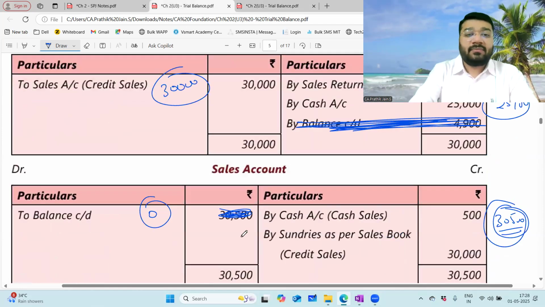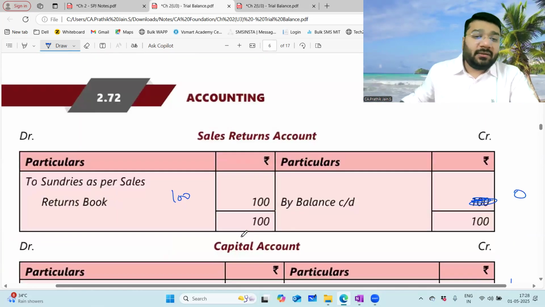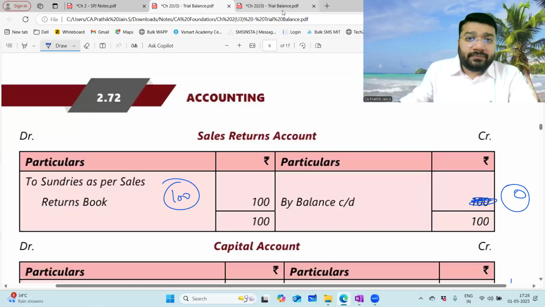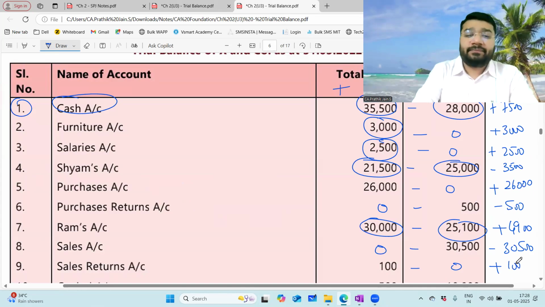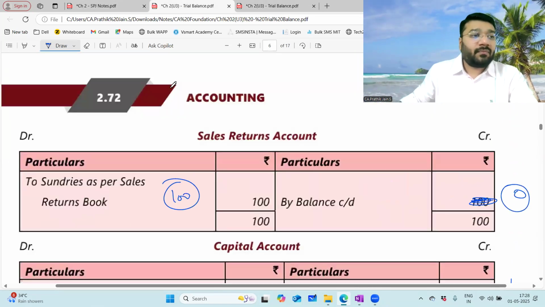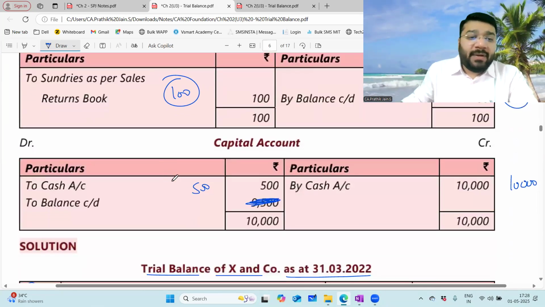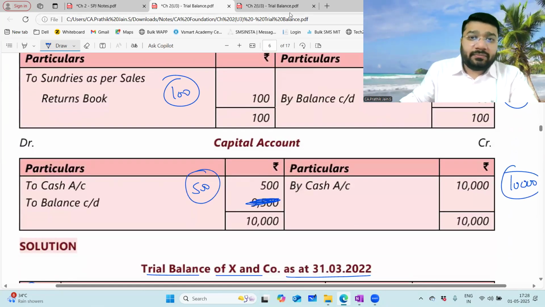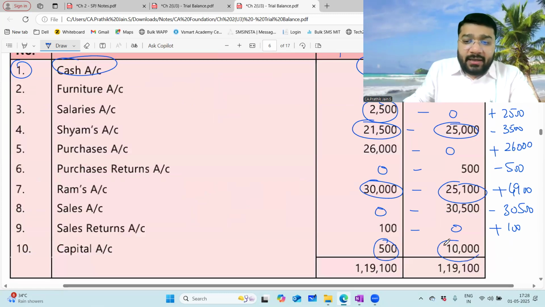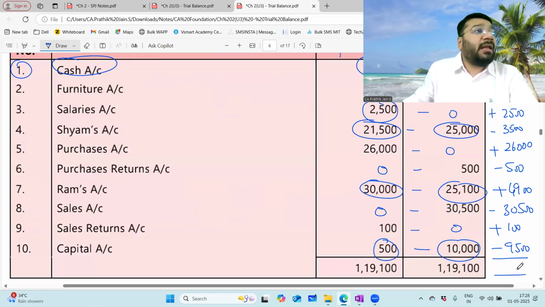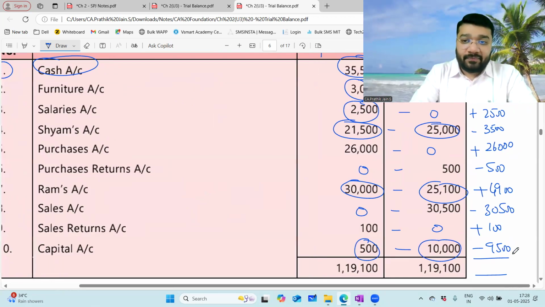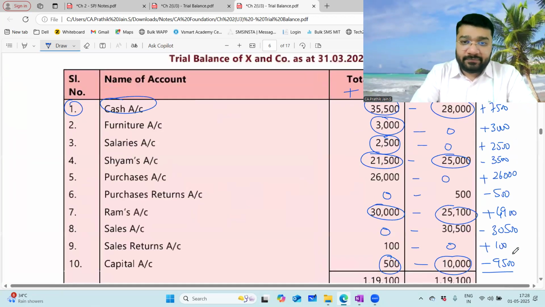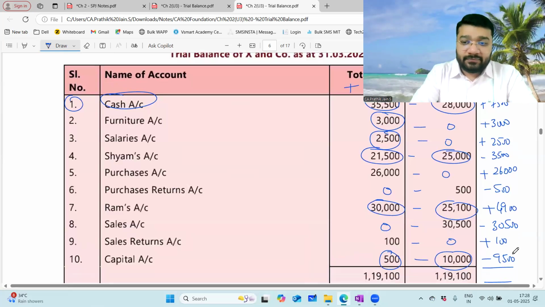Next, sales return. Debit 100, credit 0. So net amount is positive 100. Last is capital. Debit 500, credit 10,000. So negative 9,500. I want all of you to total the difference column and tell me how much is the difference coming.